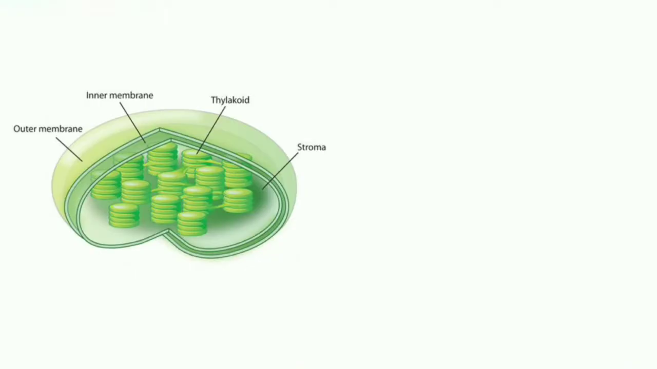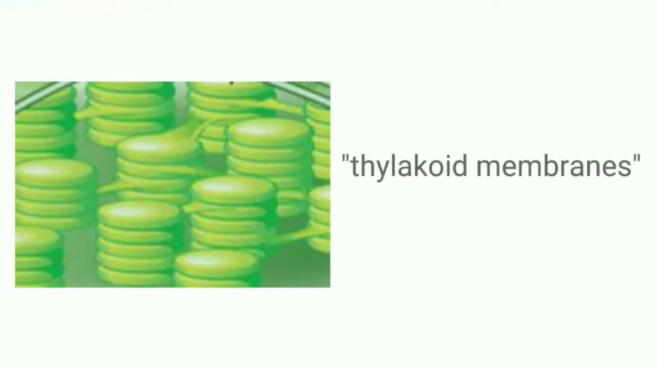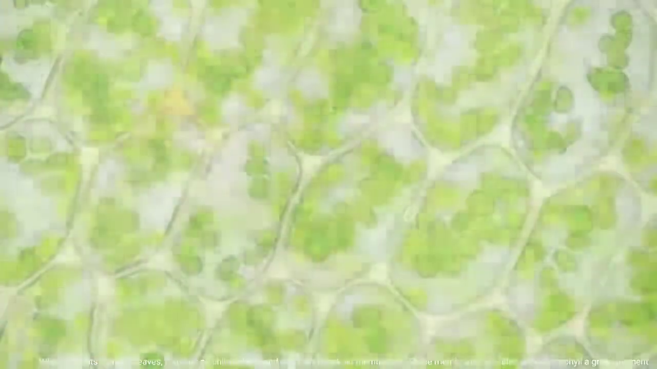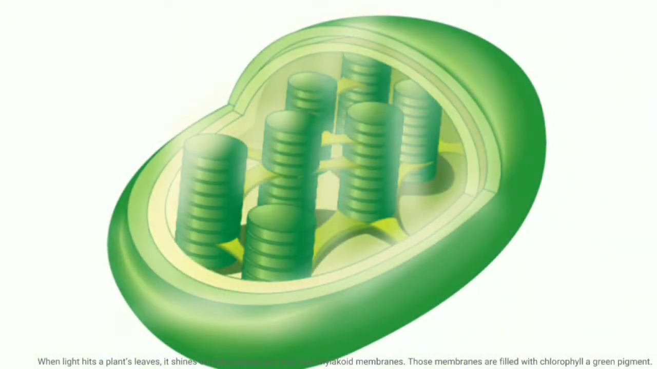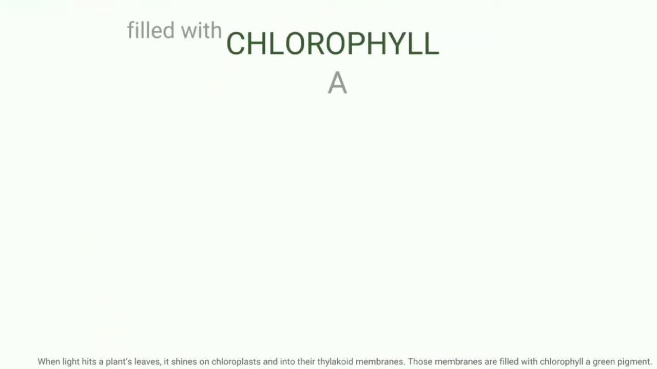The structure contains stacks of membrane called thylakoid membranes. That's where the light reaction begins. When light hits a plant's leaves, it shines on chloroplasts and into their thylakoid membranes. Those membranes are filled with chlorophyll, a green pigment.